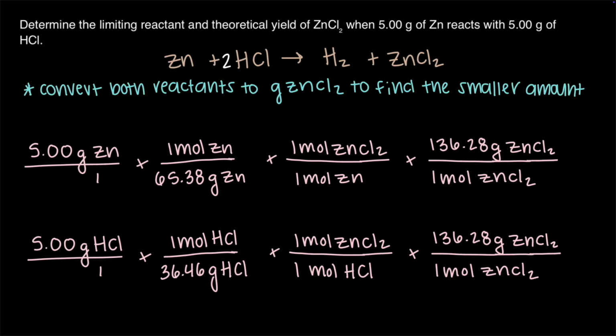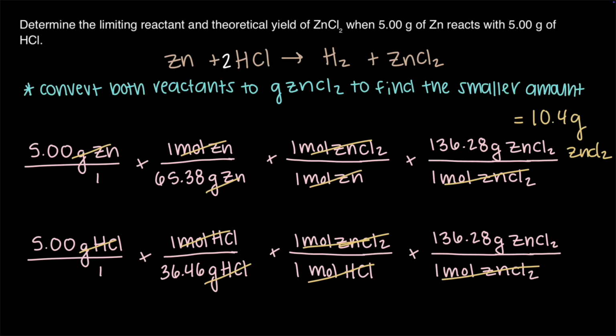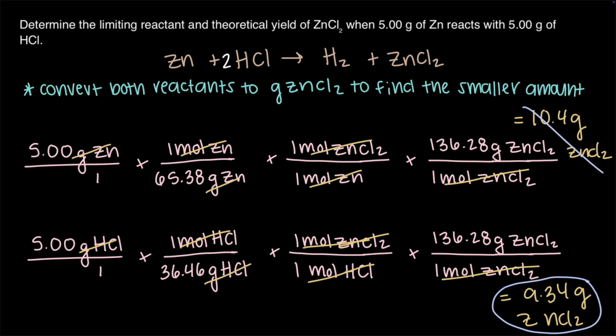We make sure all units cancel out and then we multiply and divide all values. If 5 grams of zinc completely reacted, we would get 10.4 grams of ZnCl2. If 5 grams of HCl completely reacted, we would get 9.34 grams of ZnCl2. We can only make the smaller amount of product, so we never make 10.4 grams of ZnCl2. We only make 9.34 grams of ZnCl2, and HCl is the limiting reactant. Zn will be our excess reactant, and just cross out 10.4 so you don't use it for any answers.